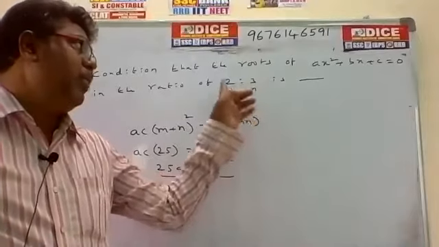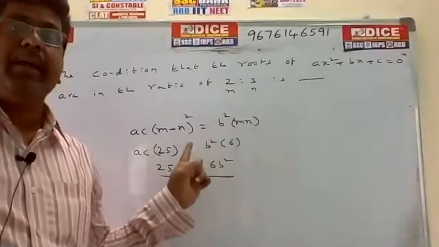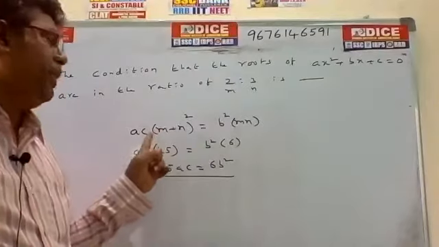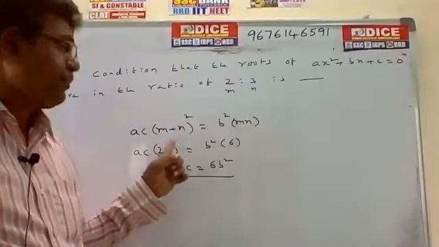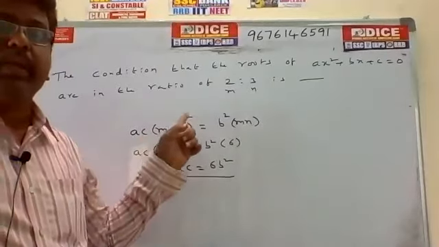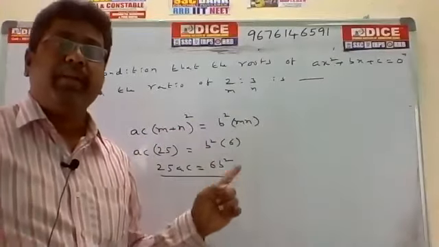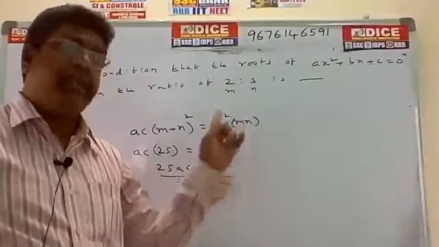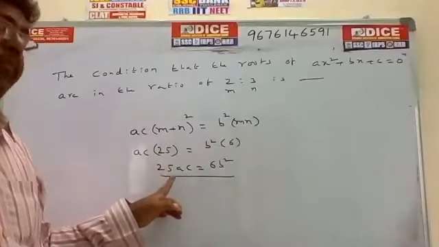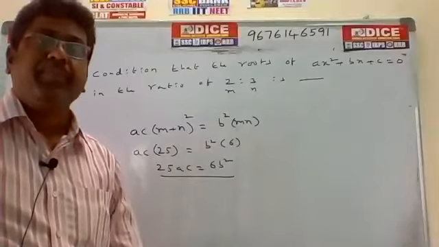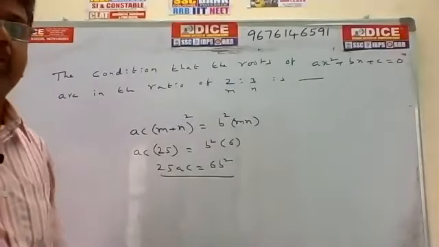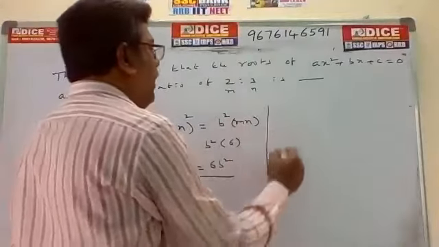So here m is 2 and n is 3. I already told you the formula on Saturday. You can check in the book: ac into m plus n whole square is equal to b square into mn. Apply this, and the answer is 25ac is equal to 6b square. You can do it.